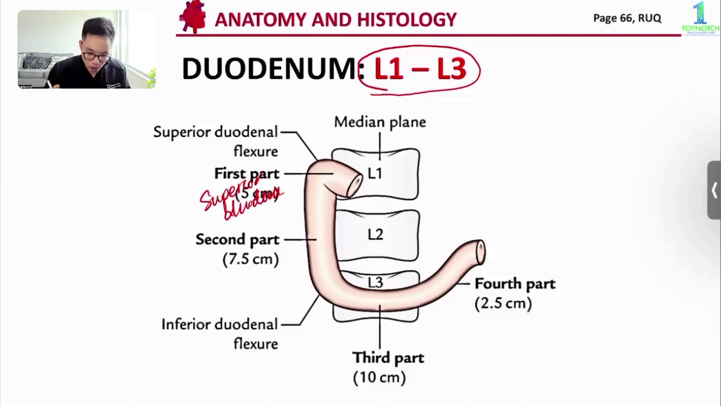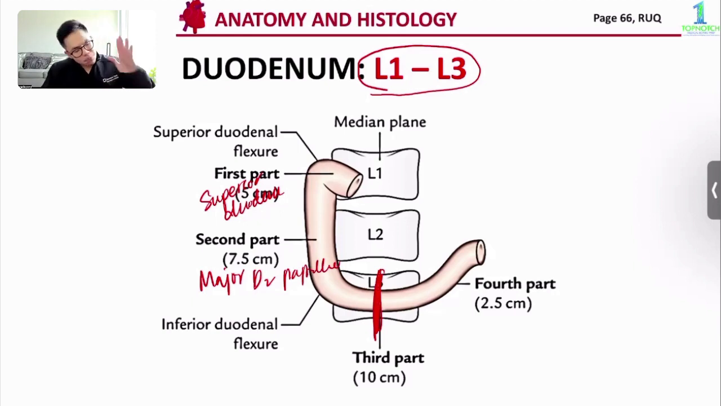You have the second part. What you need to know and expect here is that the second part of the duodenum has a major duodenal papilla, into which your pancreatic secretions and your gallbladder secretions are dumped. You also have the third part, which is going to be crossed by your superior mesenteric artery. In between the superior mesenteric artery and the third part of the duodenum is a fat pad.